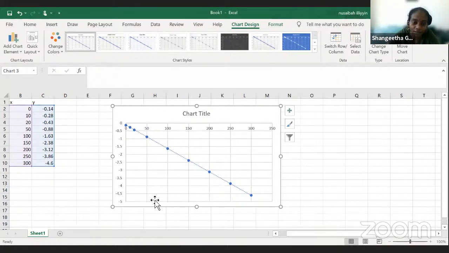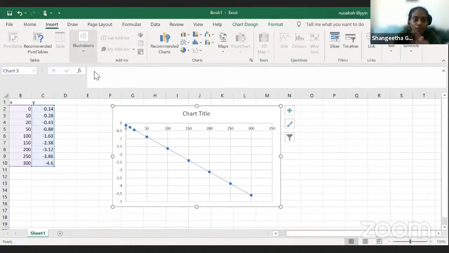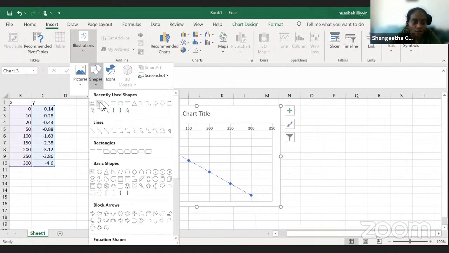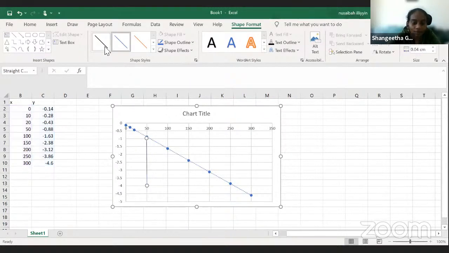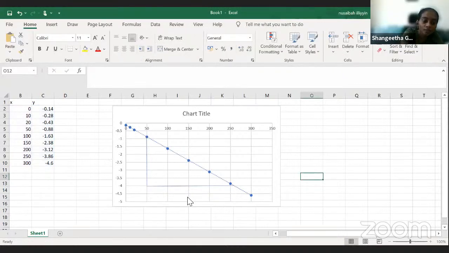You just draw a triangle to the line. You don't have to use illustration, but you can. Just draw a triangle, then draw another line until you touch the line. Yes, correct. Then you just take the y value divided by the x value. That is your slope.